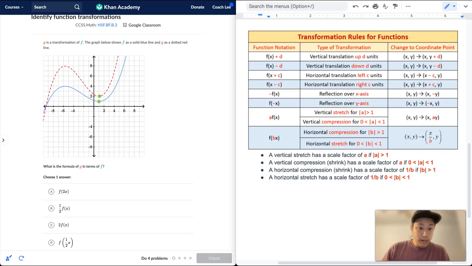We've matched 1 point, but it's possible that we have other transformations going on. So we want to be doubly sure. Let's go back to this point.